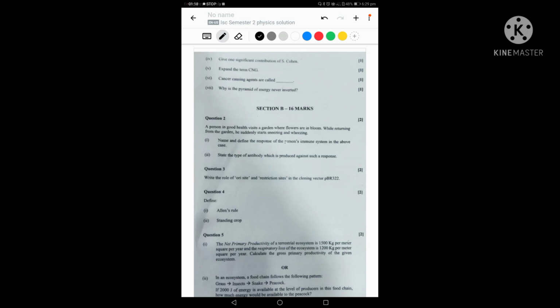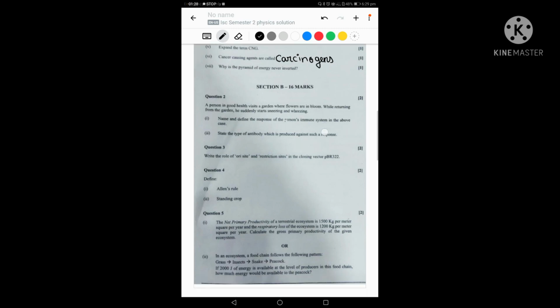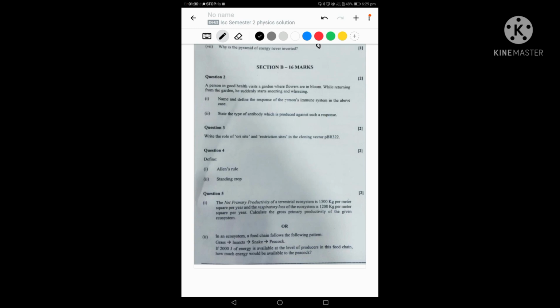Cancer causing agents are called carcinogens. Why is the pyramid of energy never inverted? The pyramid of energy is never inverted because at each trophic level the energy is released in the environment. You can say in the form of respiration or in anything else.